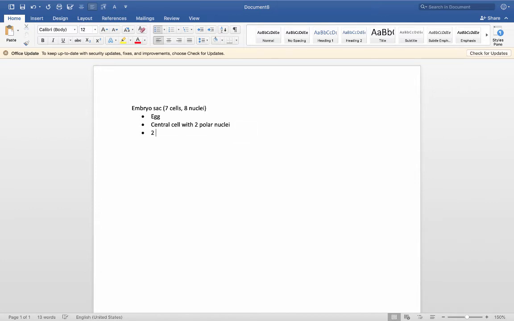There are going to be 2 synergids, and the 2 synergids are essentially going to be around the micropyle. And then we're going to have 3 antipodal cells at the opposite end. Now these are antipodal cells up here. I was looking at the top while I was writing here. Okay, so 3 antipodal cells are at the end opposite the micropyle.